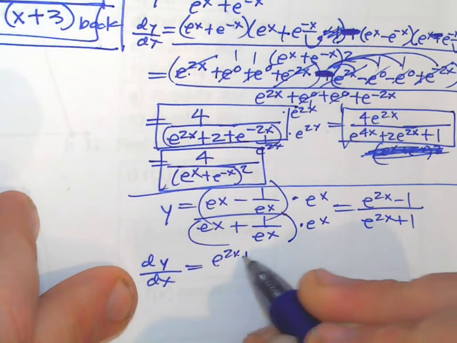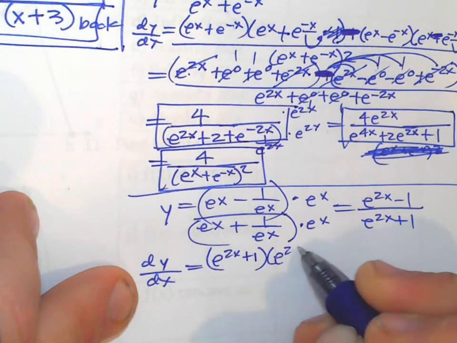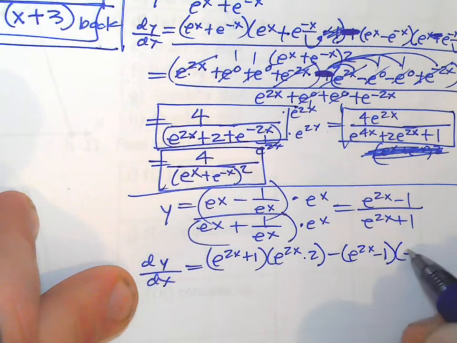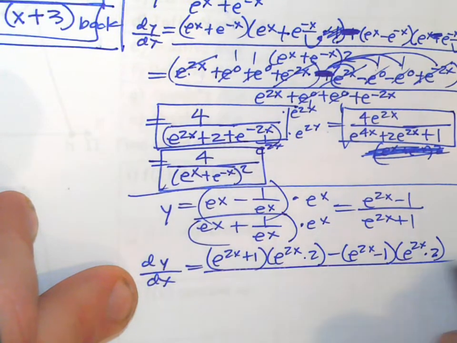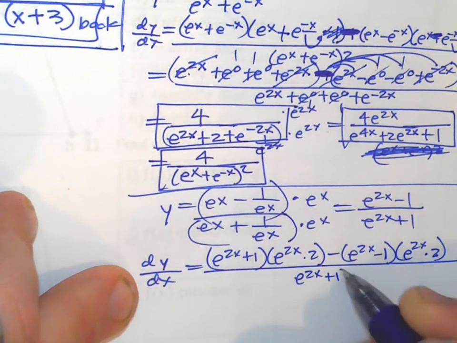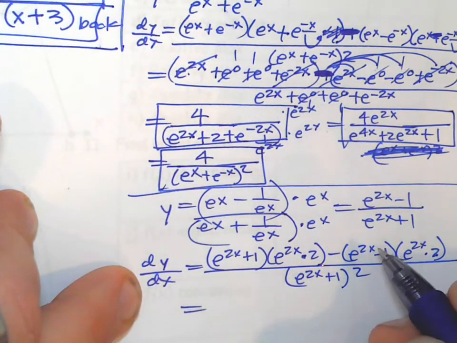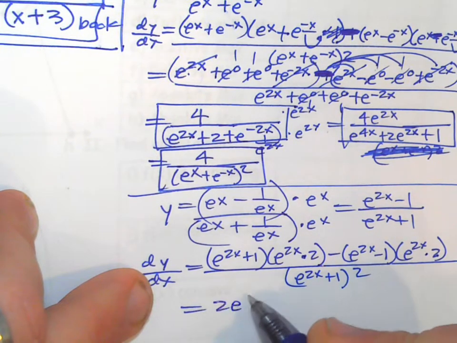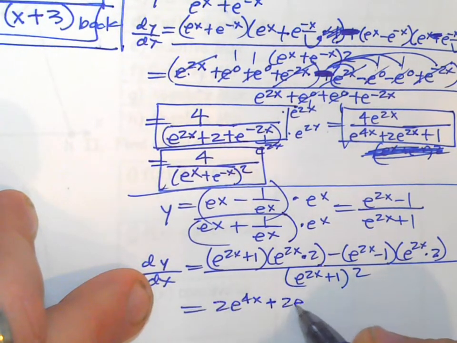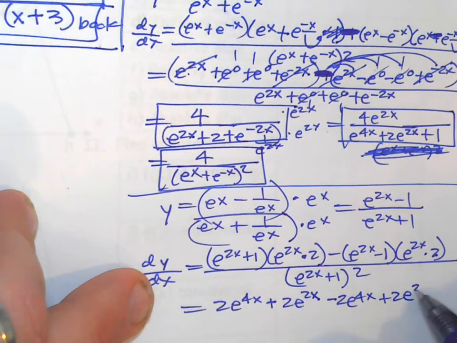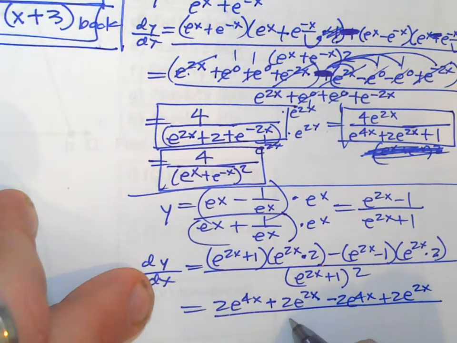Low d high minus high d low. Derivative of e to the 2x is e to the 2x times 2. Derivative of plus 1 is 0. All over low squared. Now you don't have to do all the FOILing stuff, right? So it's going to be 2e to the 4x plus 2e to the 2x minus 2e to the 4x plus 2e to the 2x. And the bottom we could probably just leave like this.